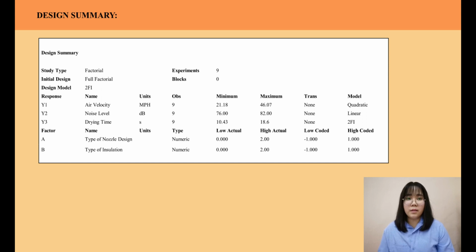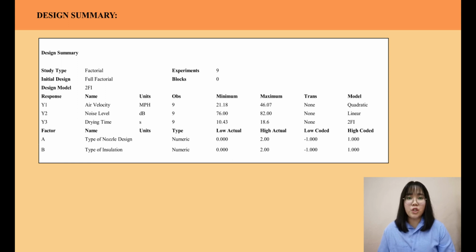Based on the data collected, suitable models are assigned to each response for their respective analyses, as suggested by the Design Expert software. In this case, the suitable model suggested for the first response, Y1, which is the air velocity, is the quadratic model, while the suitable model suggested for the second response, Y2, which is the noise level, is the linear model. As for the third response, Y3, which is the drying time, the suitable model suggested is the two-factor interaction (2FI) model.